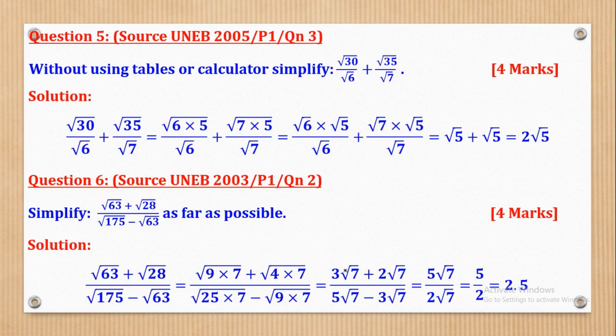Then from there, this is root 7, so it means that 3 plus 2 gives you 5, that's why you see a 5 root 7. And here root 7, so 5 minus 3 gives you 2, that's why you see here 2 root 7. Then from here, this and this cancels, you remain with 5 over 2, so you can either stop here or you write it as 2.5, which is okay.